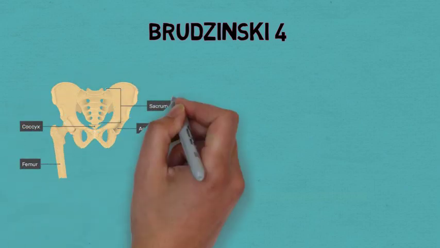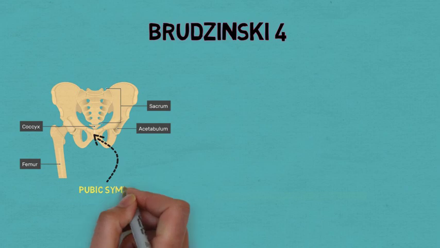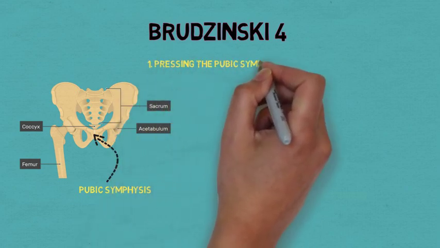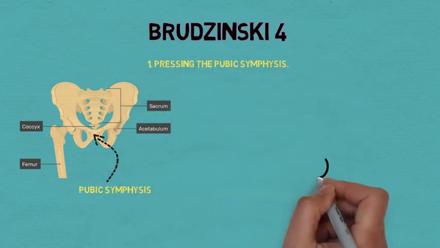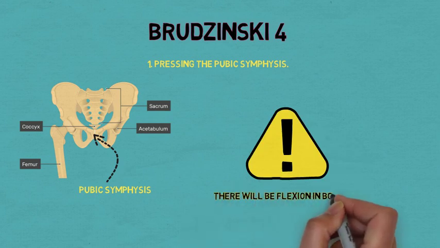And the last is Brudzinski 4. Thus, we know about the symphysis pubis. Now, when the examiner presses the patient's symphysis pubis, caution: the Brudzinski 4 sign is positive if there is flexion in both legs.